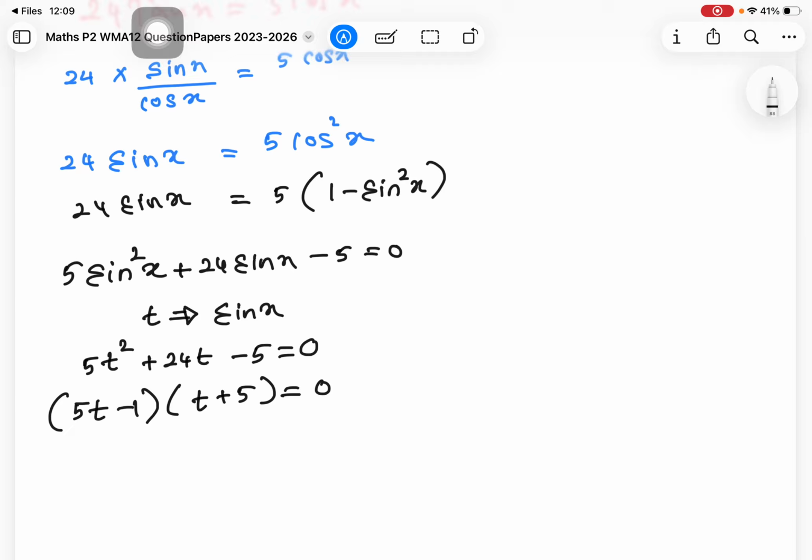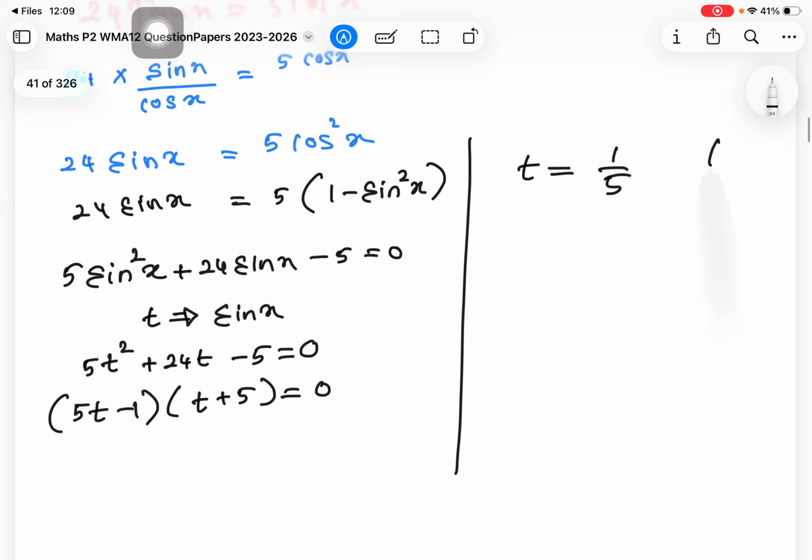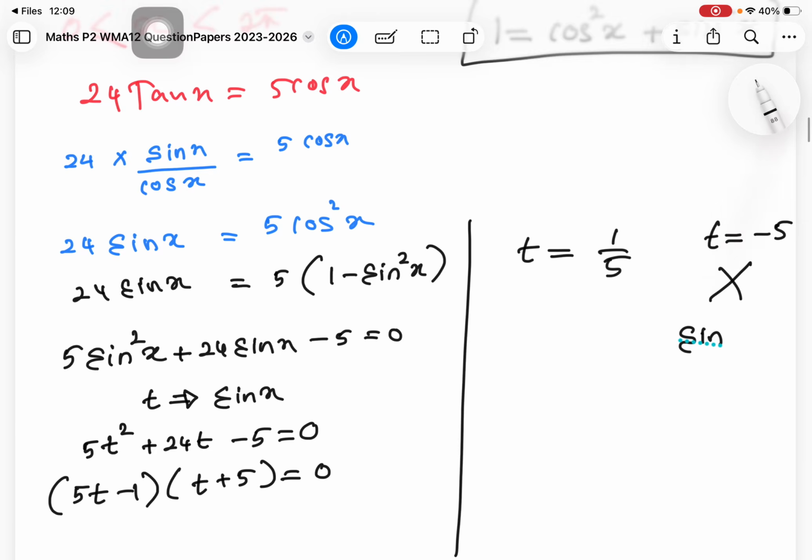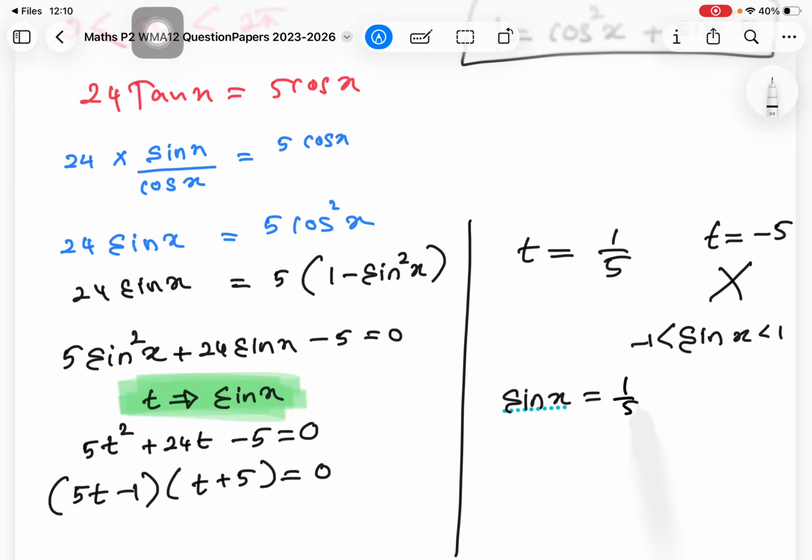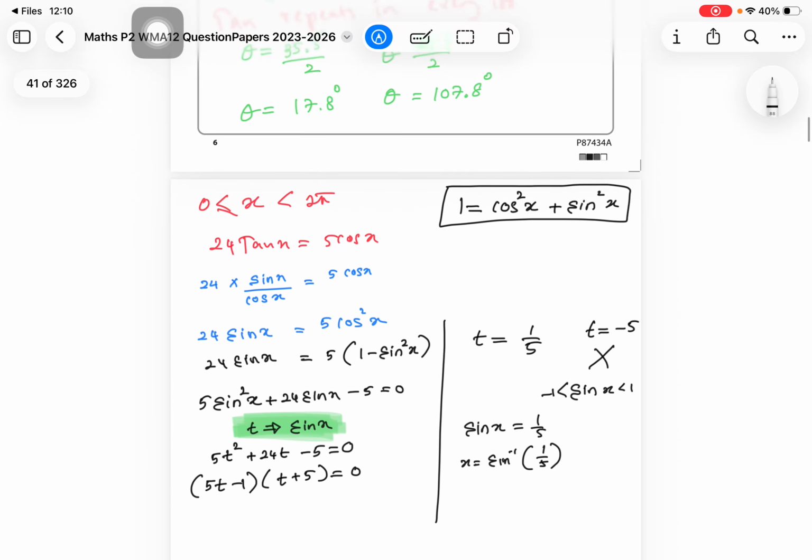According to the two options, one option is t is 1 divided by 5. The other option is t is negative 5. We know this can't be, because our t is sin x, which lies between negative 1 and 1, so t can't be negative 5. So that answer is not there, and sin x equals 1 over 5. So x is sine inverse of 1 over 5, which is a positive value.